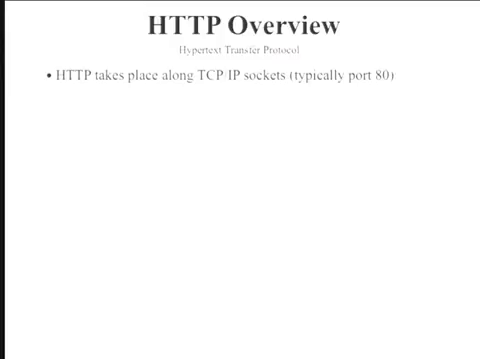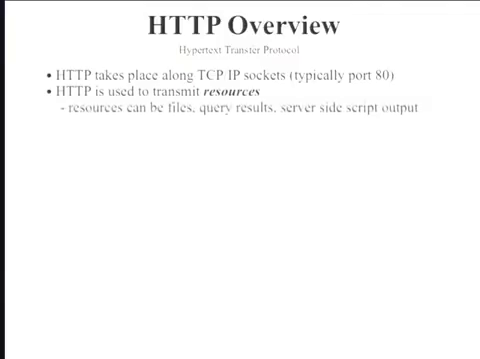So generally, if you're above 5,000, and you can arbitrarily define them, you're going to be OK. And so all the examples I'll be using later are 5,000 and up for port numbers. HTTP is used to transmit resources, and resources can be files, query results, or server-side script output.